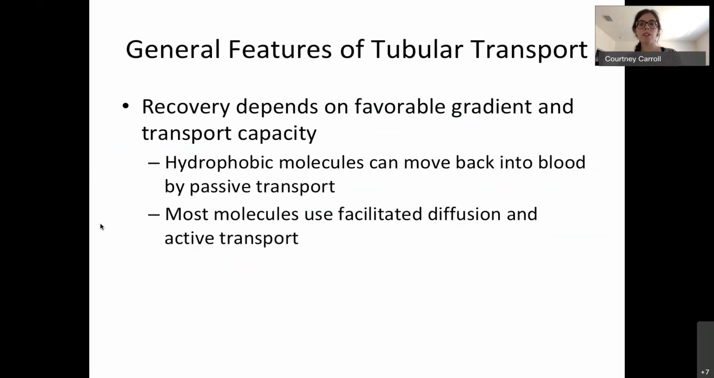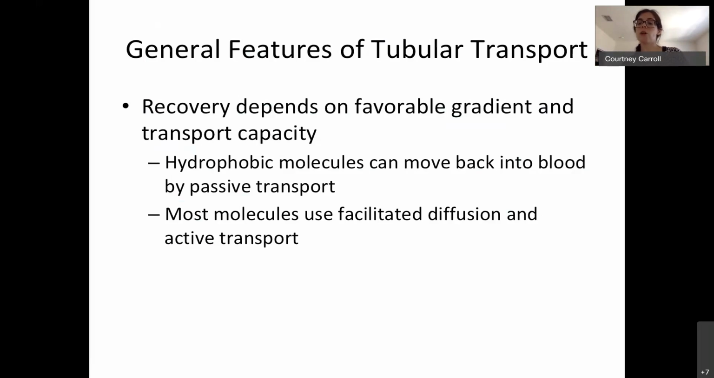Okay. So the general functions here of tubular transport. The recovery from the filtrate back into our plasma depends on a favorable gradient and on transport capacity. I'm going to say that again because it's super important. The recovery of substances from the filtrate depends on 1, a favorable gradient, and 2, transport capacity. So things need a driving force in order to move. And so that's where that gradient comes in. And they need the transporters. Most things need the transporters. Now, the exception is hydrophobic molecules. As we all know, hydrophobic molecules can just move by passive transport.